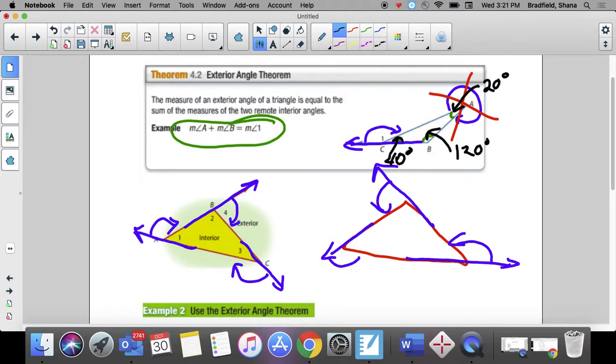Okay, now let's figure out what angle 1 has to be using angle C. Because angle C and angle 1, which is the exterior angle, form a linear pair, and so they're supplementary, which would make angle 1 equal to 140.